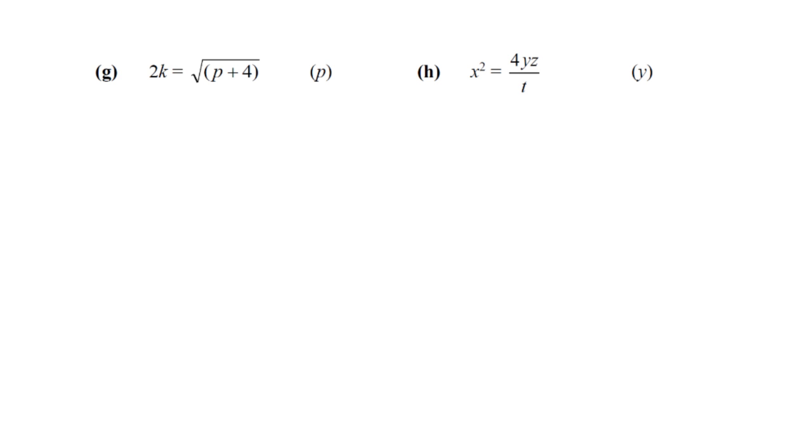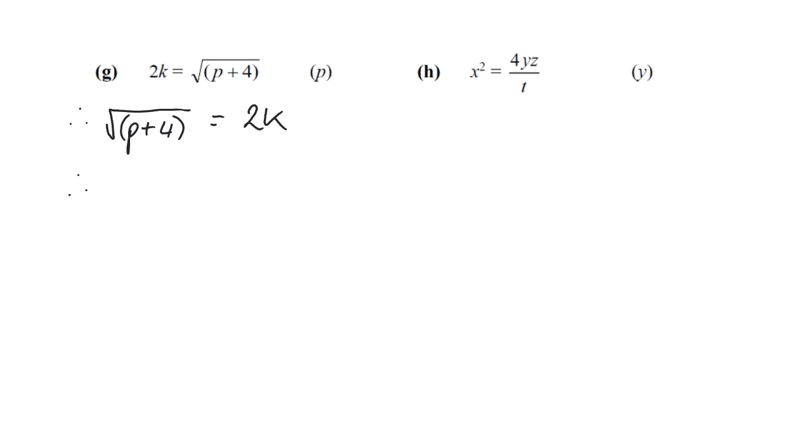Question G, we're looking to change it to p. Again, everything is on the one level, so the first step I would suggest here is just to flip the equation. We have square root of p plus 4 equals 2k. Now, the reason they've got the p plus 4 in a bracket there is to show you that it's the square root of that whole term. Once we remove that square root, then it will allow us to remove the brackets also.